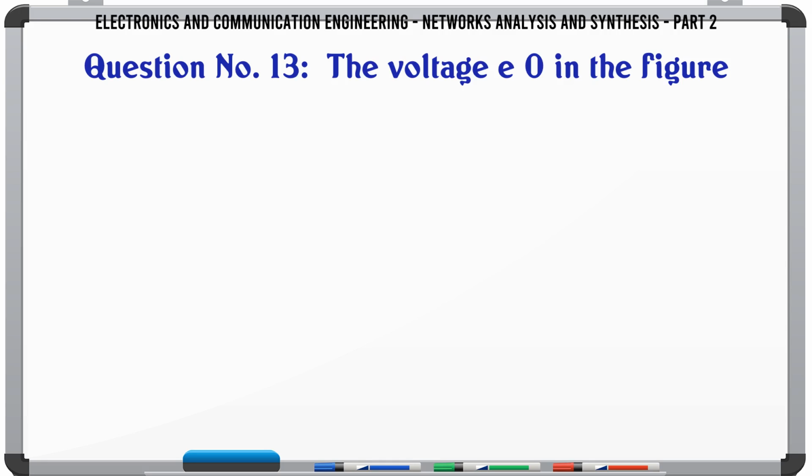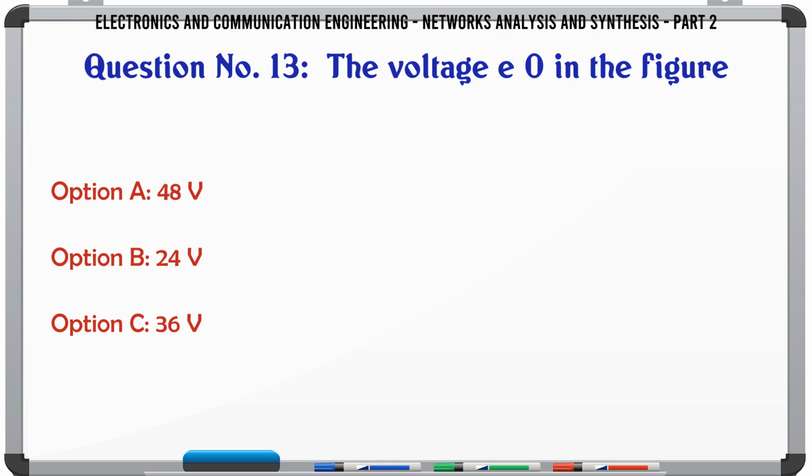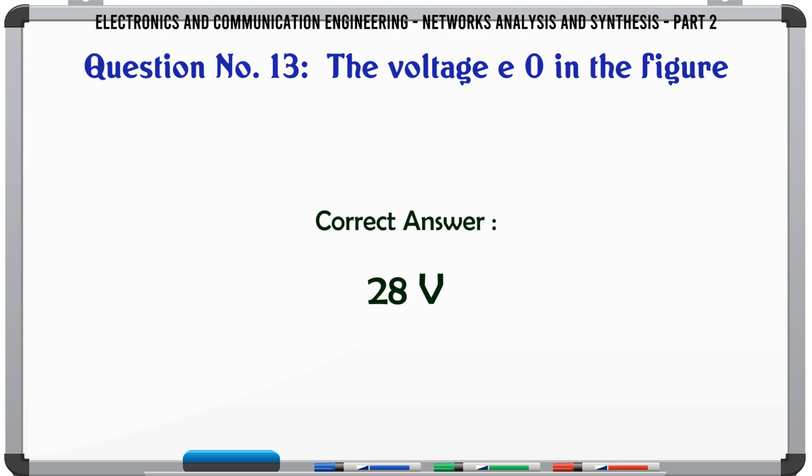The voltage E0 in the figure is A. 48 V, B. 24 V, C. 36 V, D. 28 V. The correct answer is 28 V.